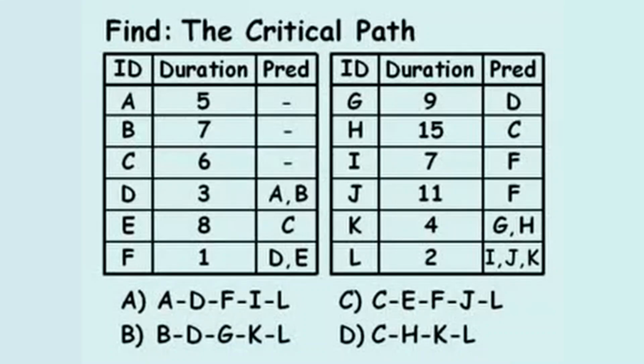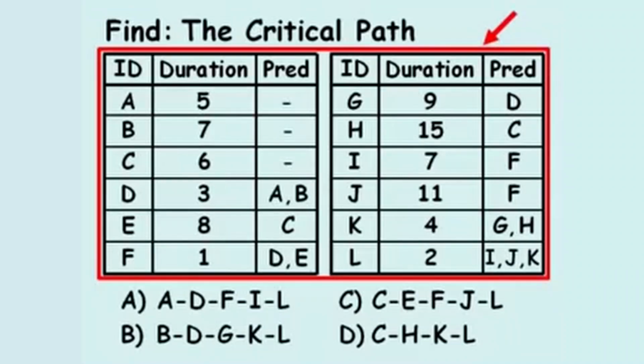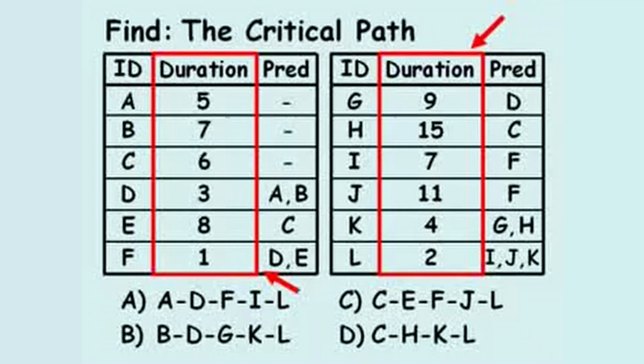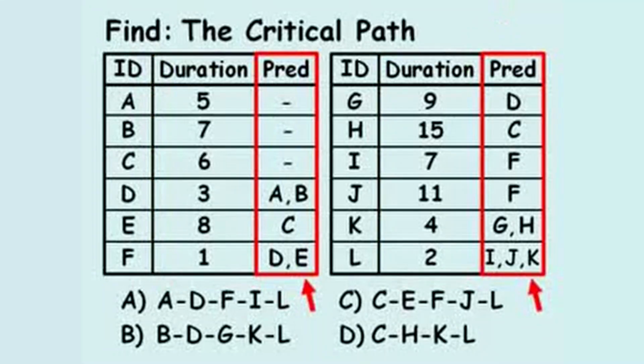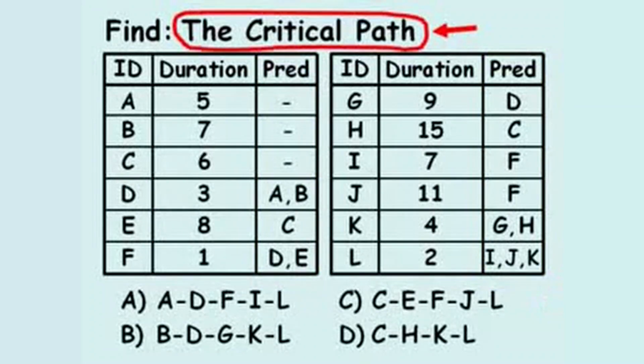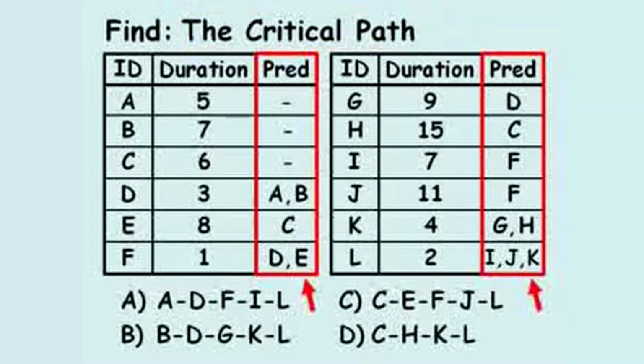Find the critical path. In this problem, we are provided a list of 12 activities, A through L. The duration of time it takes to complete each activity is included, as well as any predecessor activities. To find the critical path, we'll sketch out a network diagram using the known predecessor activities.